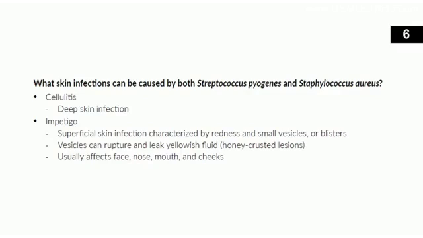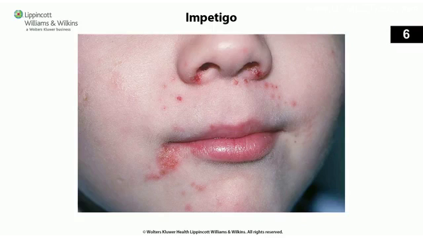And now moving on to impetigo. Impetigo is another infection that can easily be caused by strep or by staph species. Impetigo is a superficial skin infection that's characterized by redness and little vesicles or blisters. And these vesicles then rupture, leaking a yellowish fluid and causing honey-colored crusting of the lesions. It usually affects kids' faces, often around the nose, mouth, and cheeks.